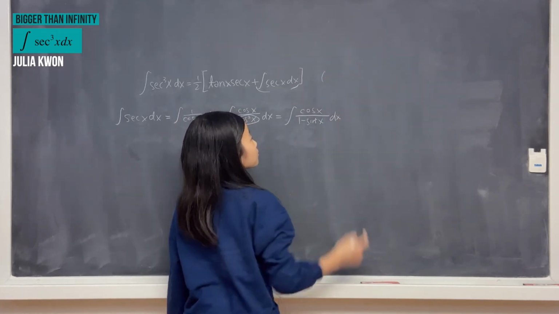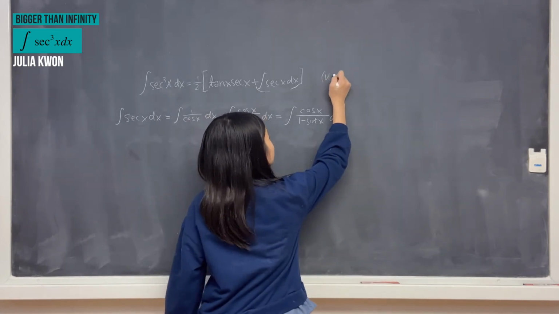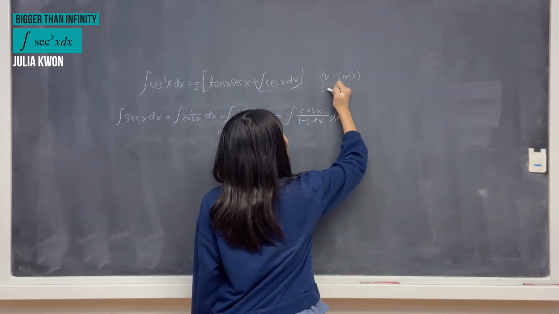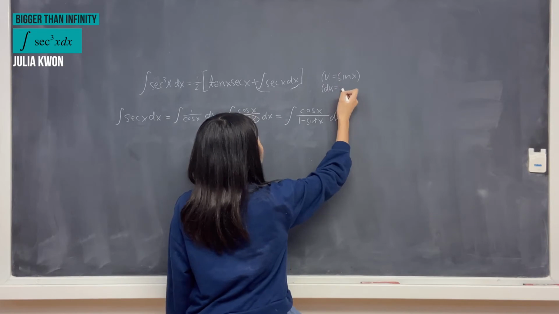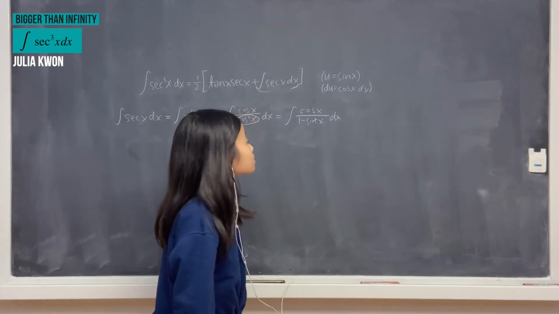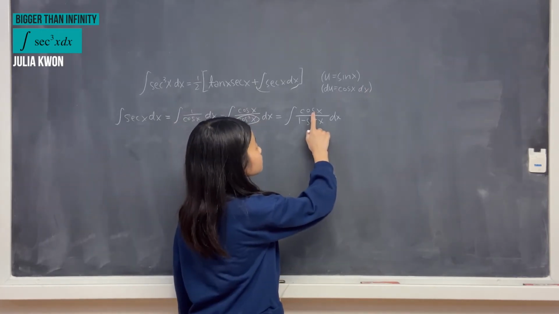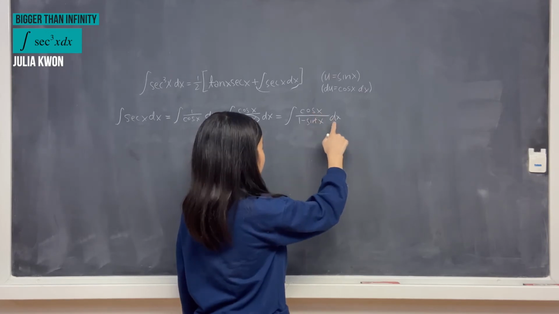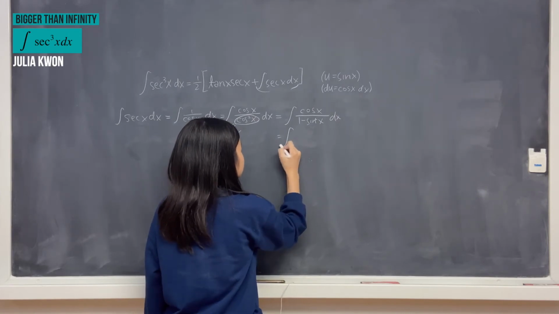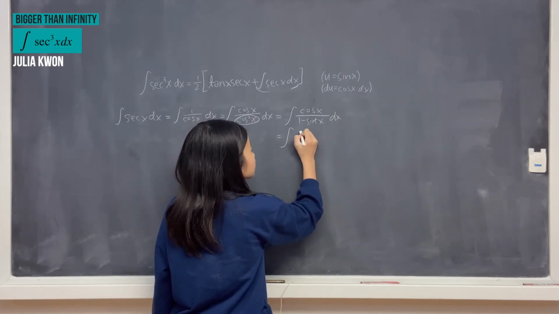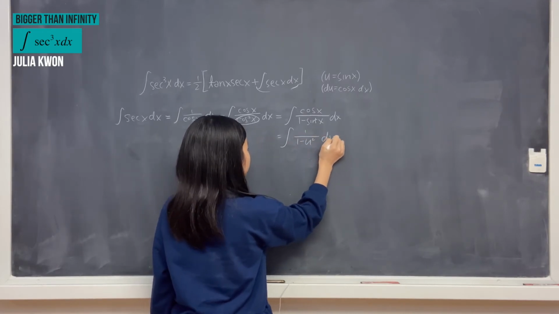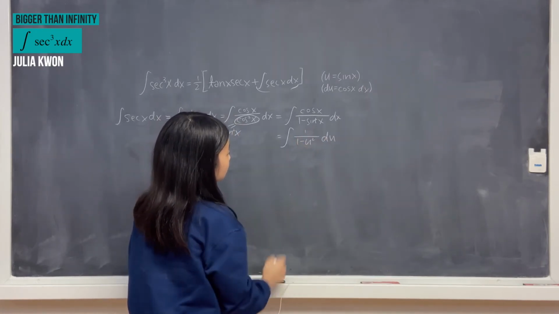And now from this point, I'm going to use the u-substitution rule to finish it. So I think the best way to do this is by setting u equal to sine x. And then du would be cosine x dx. So now we can replace the cosine x and the dx with du. So we would get an integral of 1 over 1 minus u squared du, since the sine is u.